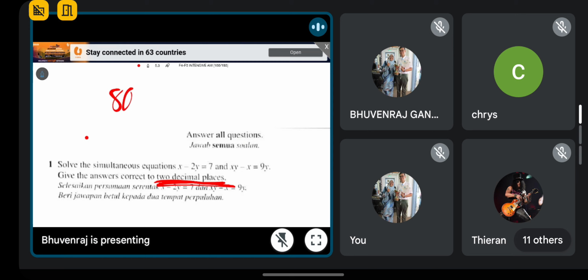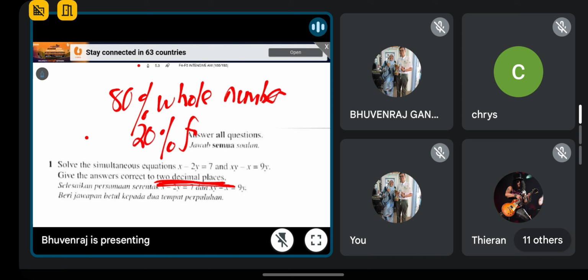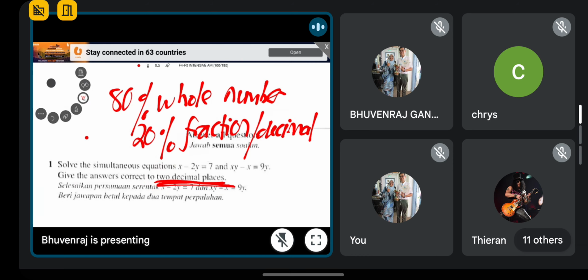Usually I will say 80% whole number jawapan kamu. 20% of the time you will get fraction or decimal. So in this case, 2 decimal places, guys. Kalau kamu tak baca betul-betul, if you give 3 decimal places, final mark tu akan hilang untuk jawapan kamu. So sedikit rugilah kamu dapat jawapan betul tapi bagi dalam 3 tempat perpuluhan pula. If you give 3 decimals, salah lah, walaupun jawapan tu betul.